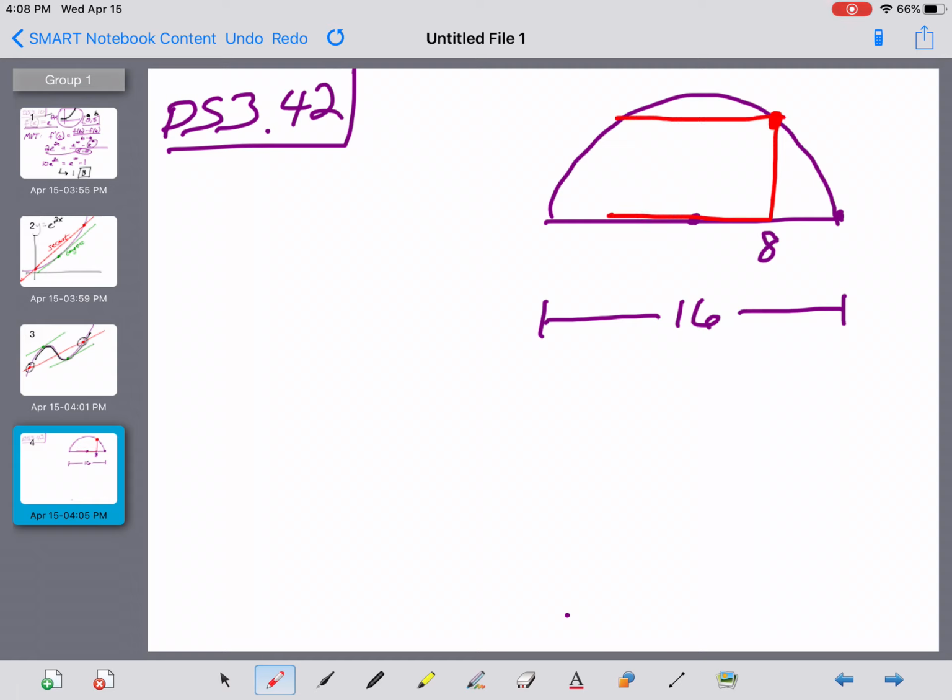So what I'm just doing here is drawing a rectangle. I have no idea the dimensions of this rectangle, but trying to draw a rectangle that's inscribed in that semicircle right there. And again, going back and reading the problem, one side of that rectangle is lying on the diameter of that circle. And they want to know what the maximum possible area of that rectangle is.